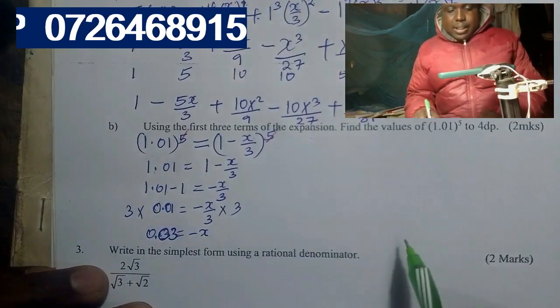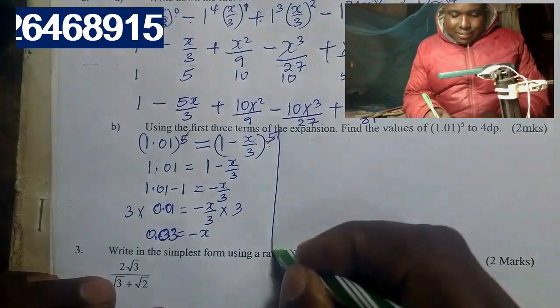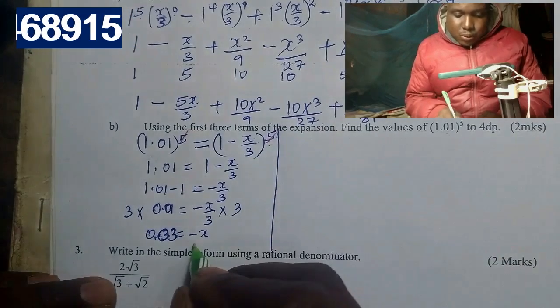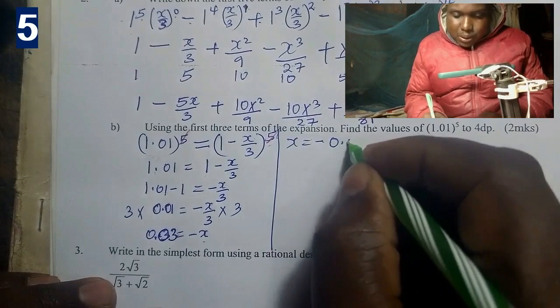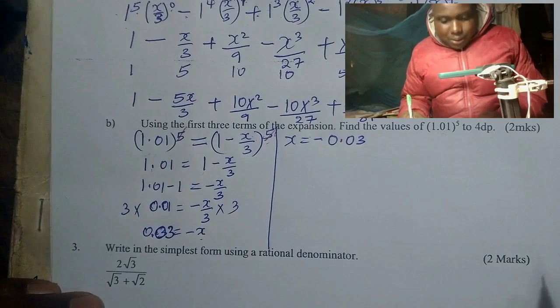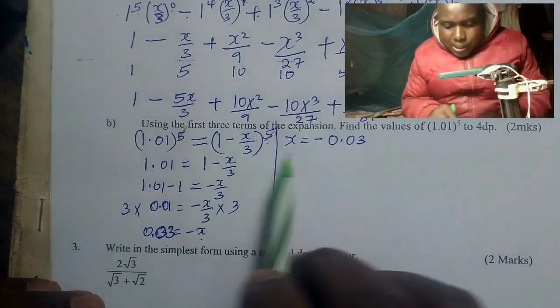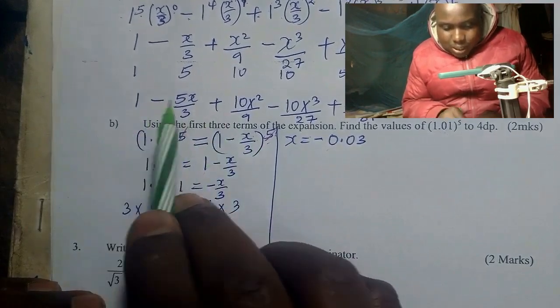This is 0, yeah. So we don't want negative x, we want x, so you divide by negative, so x is equal to negative 0.03. 0.03 is the negative, our value of x. Now what we do, we substitute this in this equation for the first three terms, the first three in 1, 2, 3.